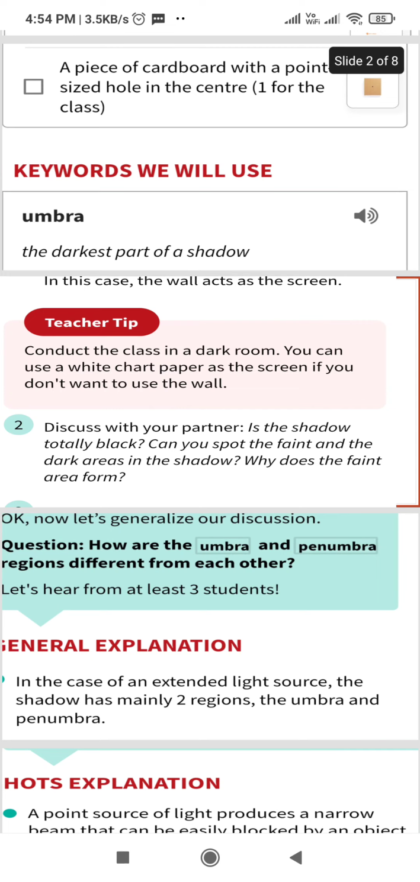What is umbra? Umbra is the dark region of the shadow and penumbra is the partially dark outer region of the shadow. Means the shadow is forming, the outer region is the penumbra region and the central very dark point is the umbra region. That is the difference between these two.